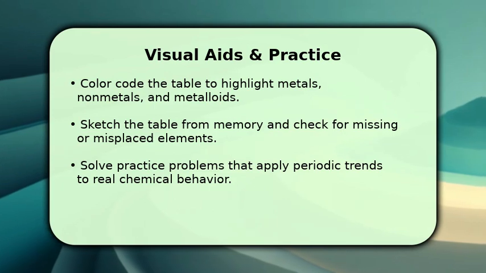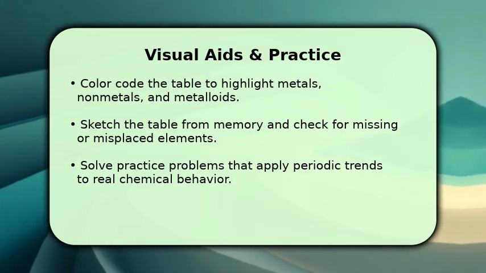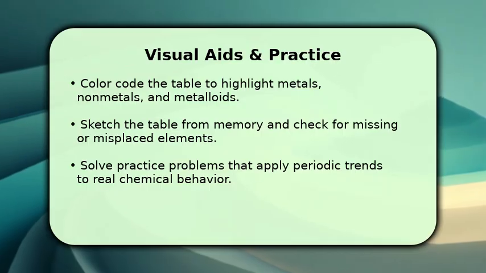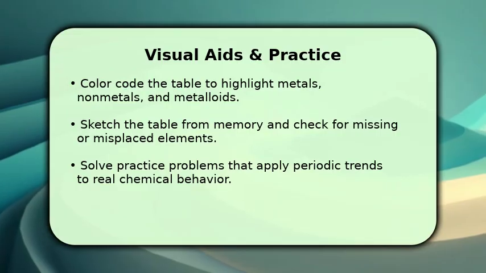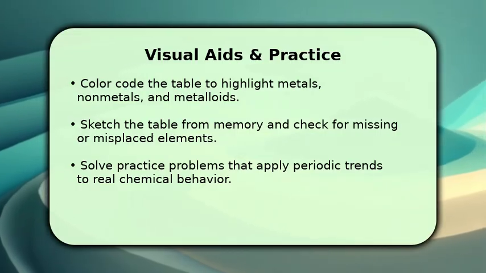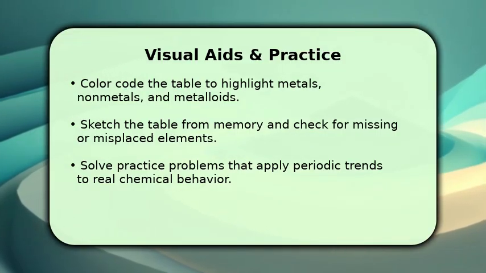Color coding helps you spot families, blocks, and trends at a glance, so create a clean, consistent key. Practice sketching the table from memory and annotate with trends like atomic radius and electronegativity to deepen connections.